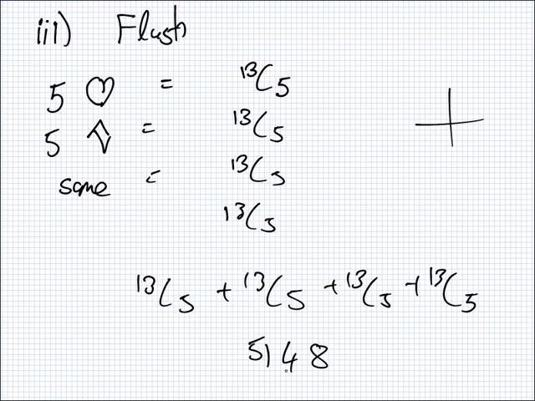About 5,000 ways. Why is it 5 and 4? Why is it what? 5 hearts.